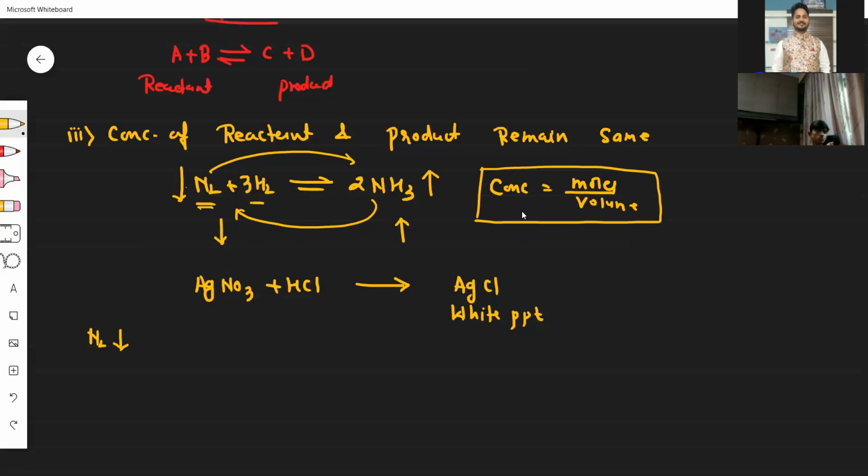Only conversion is happening, and we don't know how much time it takes for this nitrogen and hydrogen to get converted into the product and what time it will get back. I just mean to say that whatever concentration you had taken at the beginning, the concentration of reactant and the concentration of product will remain constant throughout the time the reaction is happening in a closed container.